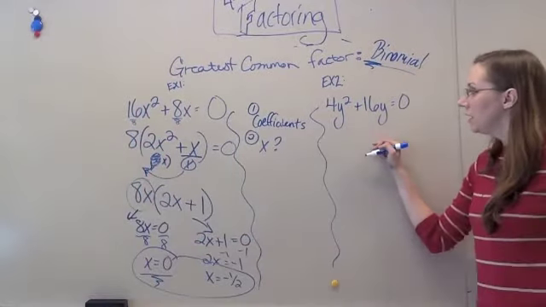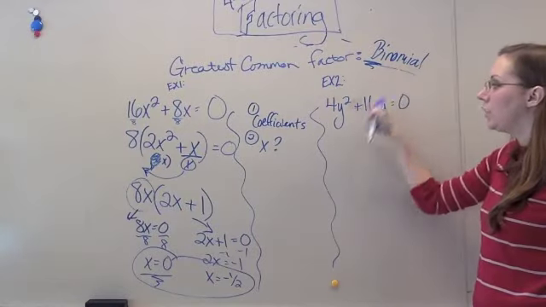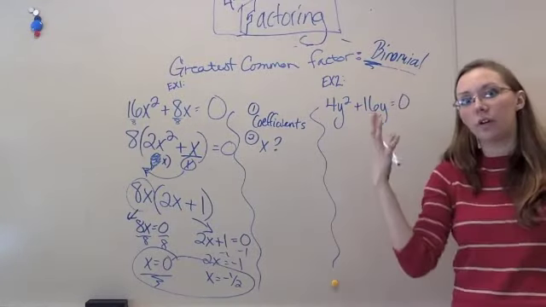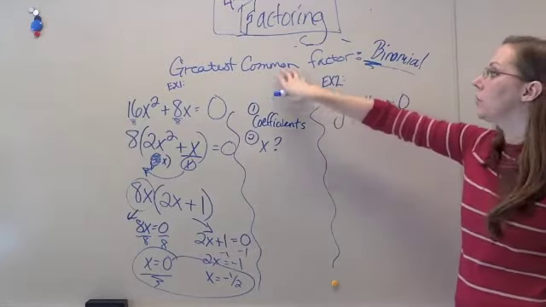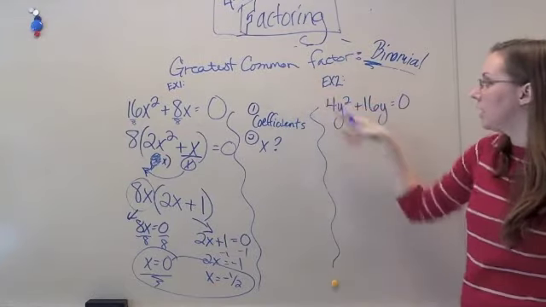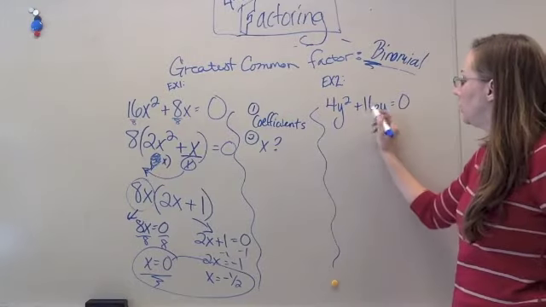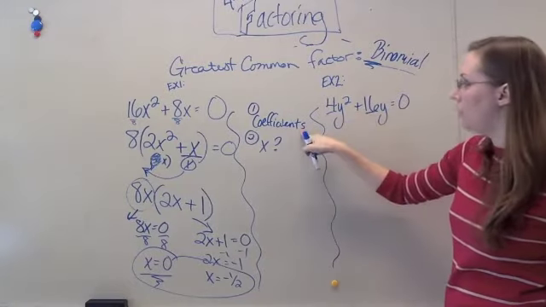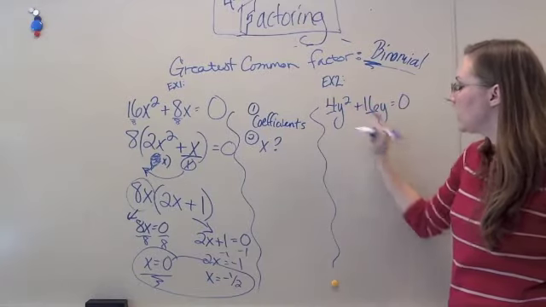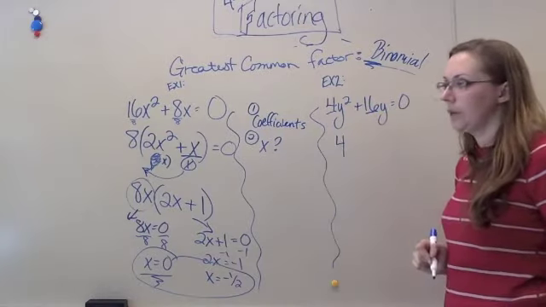So initially, we see this. It's a binomial. It has two parts, so that should trigger in your head, okay, I'm going to use greatest common factor. Greatest common factor always happens with the two-part things, okay, our binomials. So looking here and here, I'm looking at my coefficients. I can see from each of these, I can pull out a 4, okay?